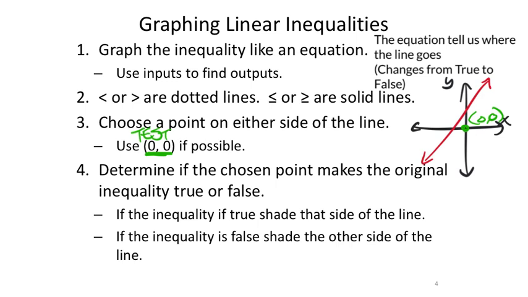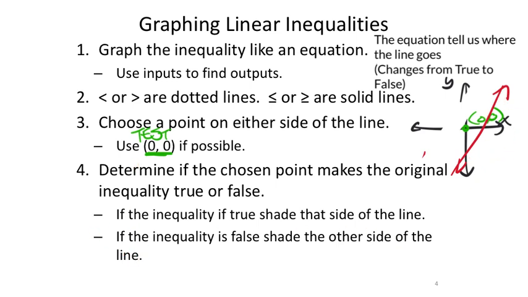If my red line, so let's go back here. Let's say my red line were somewhere like right here. Okay, now that green point is on the left side of the line, and if it were true, I would shade this side of the line. Now, again, it can only be true or false. So if this is false on the left side, then I would have to shade the other side. That's what this is telling us here.